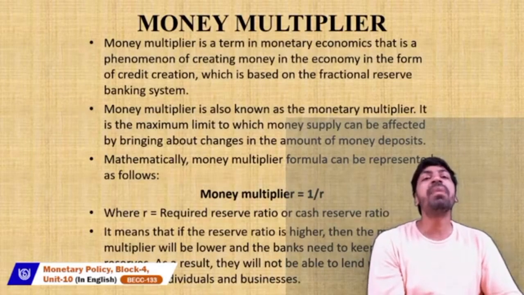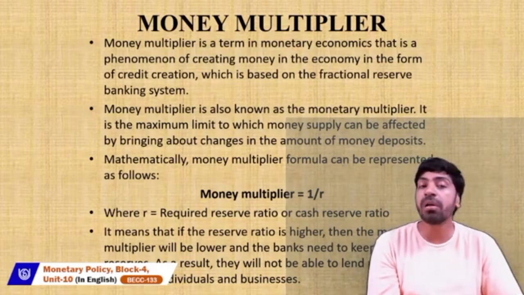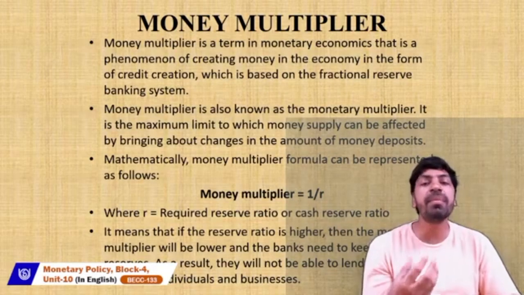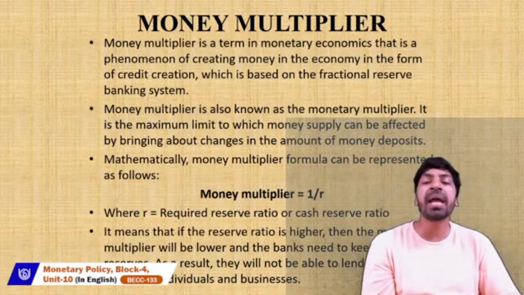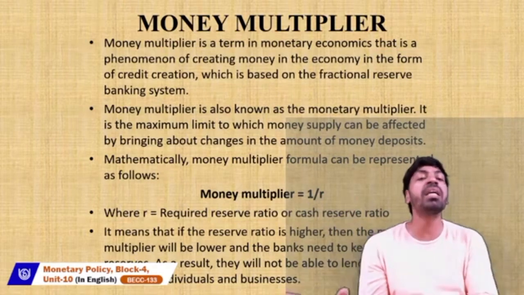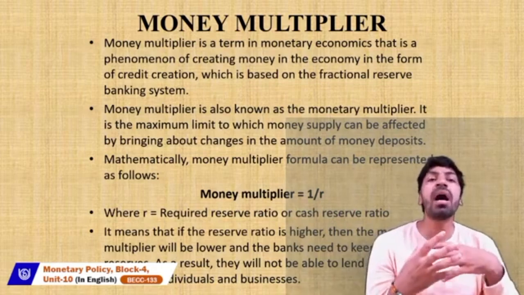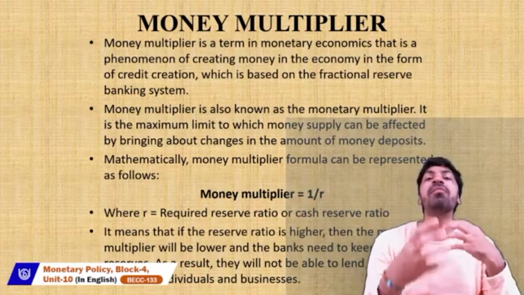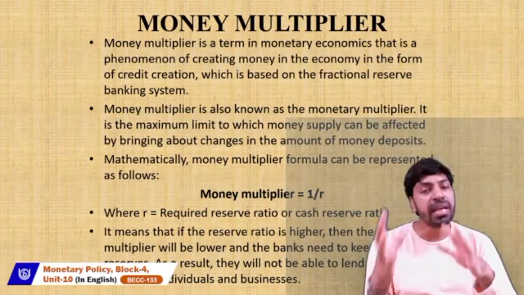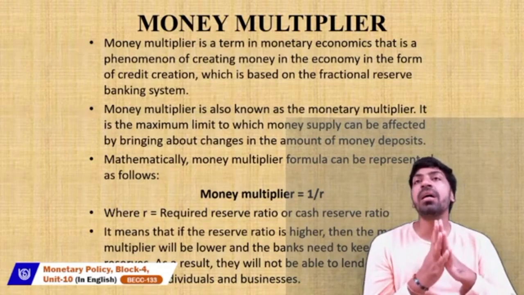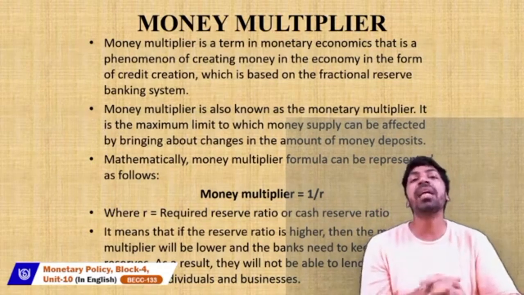The next one is the money multiplier. When we talk about the money multiplier, in other words, it is also called the monetary multiplier. That means it sets up a maximum limit by which the money supply could be affected if there are any changes in the money deposits. In monetary economics, the money multiplier is the process of creating money in the economy in the form of credit creation, and it could be done through the use of banking systems.